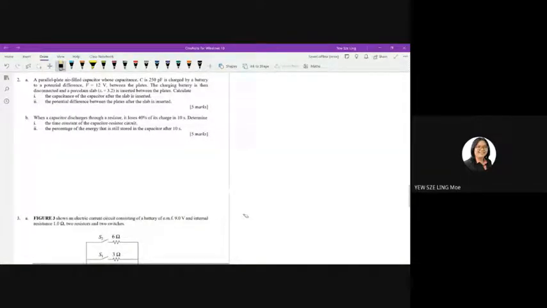Okay, now let's look at question 2. Question 2a. A parallel plate air-filled capacitor whose capacitance C is 200 picofarad. Pico, the value is times 10 to the power of negative 12. That is pico. And now you have an air-filled capacitor, which means this C is actually your C node.